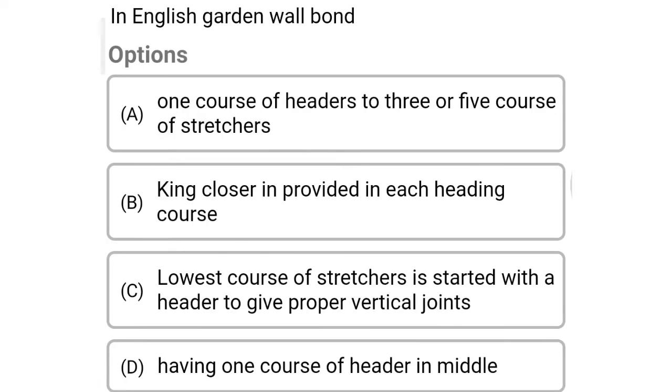So next question, in English garden wall bond, option A 1 course of header to 3 or 5 course of stretchers, option B king closer in provided in each heading course, option C lowest course of stretchers is started with the header to give proper vertical joints, option D having 1 course of header in middle. So the correct answer is option A 1 course of headers to 3 or 5 course of stretchers.